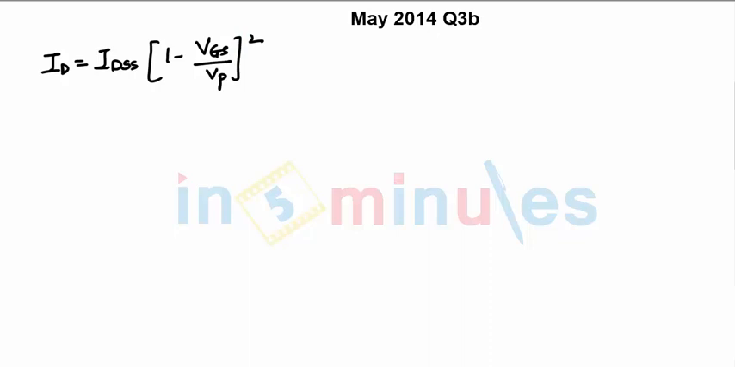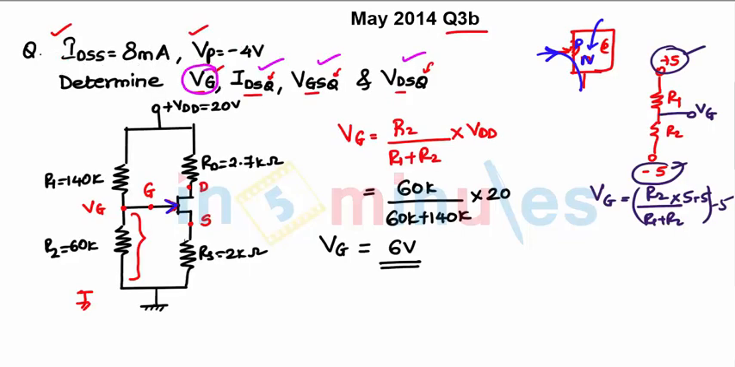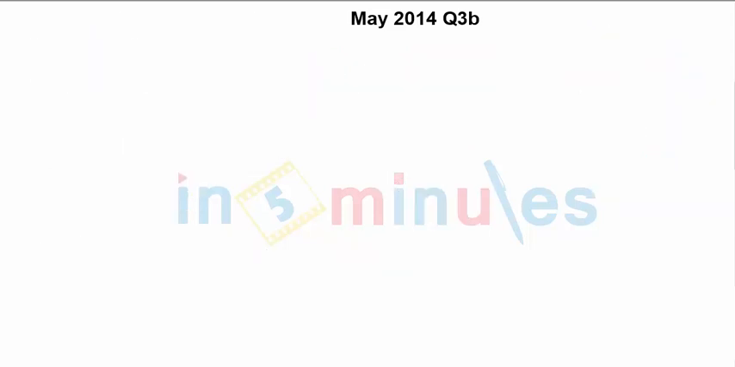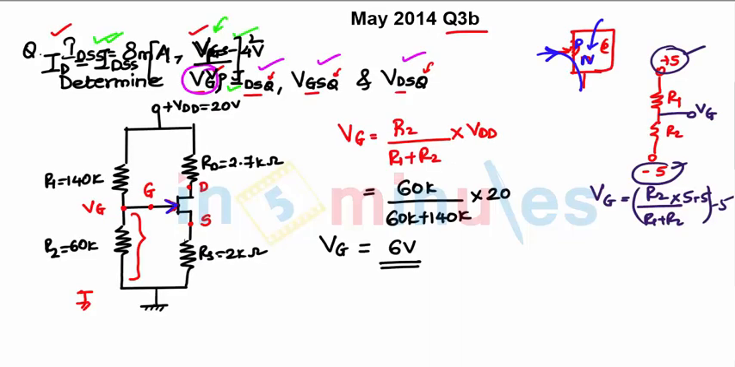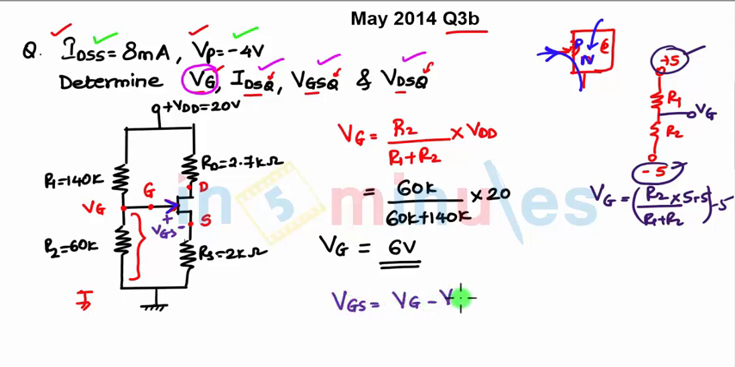Now what is given in the question? When you look over here, IDSS is given in the question, VP is given in the question. That means you know IDSS, you know VP. So if you get VGS in terms of ID, the problem is solved. So when you look in the diagram, VGS is voltage between gate and source. So I can write VGS as VG minus VS.